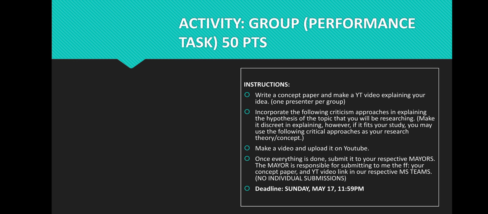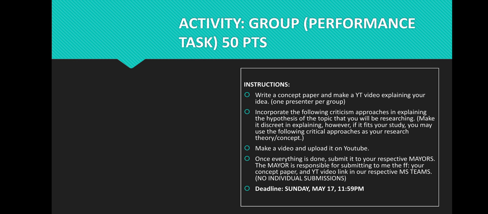You'll be incorporating the critical approaches from before in explaining the hypothesis of the topic that you will be researching, the statement of the problem, and whatnot. But be very discreet about it. When you're using the critical approaches in those situations, you don't need to say, "Oh, I'm using a feminist approach to explain blah blah blah." No, just go straight to the point. If you're a very feminist type of person, then do the feminist route.